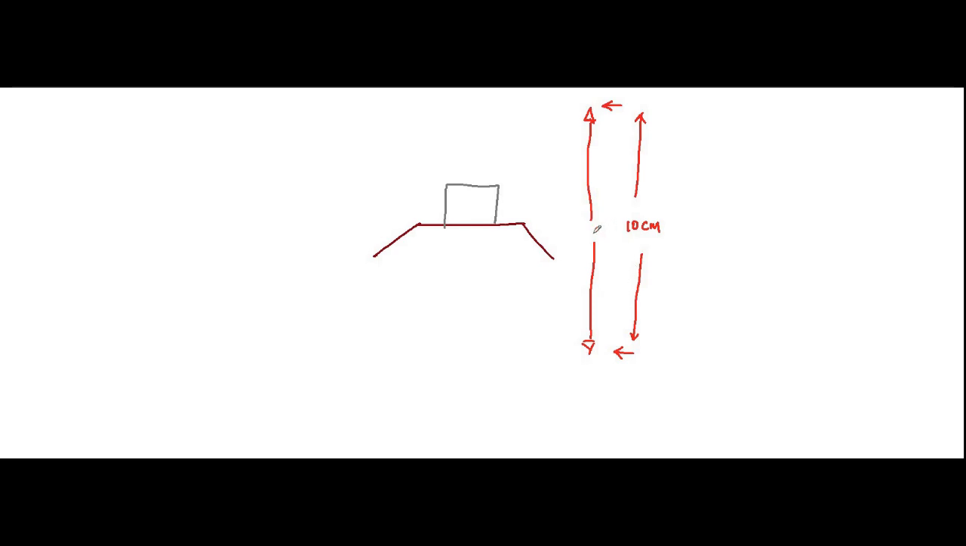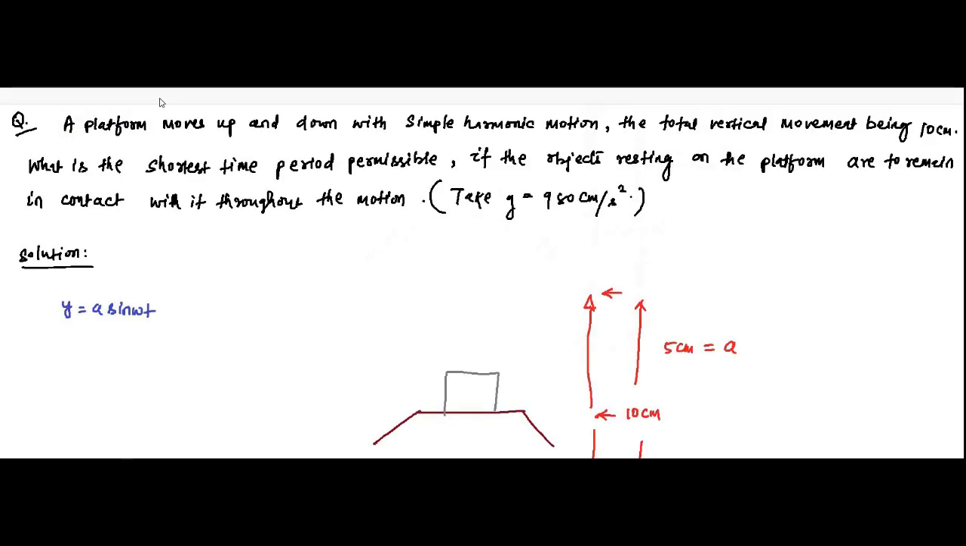So it means if this is the equilibrium position, then on either side of the equilibrium position, the extreme point is 5 centimeters away from it. So this is the amplitude. We know that a simple harmonic motion is represented by y is equal to a sine omega t. Here a is the amplitude, 5 centimeters, omega is the angular frequency, and t is the time at which we have instantaneous displacement y.